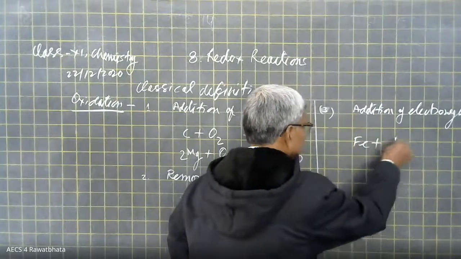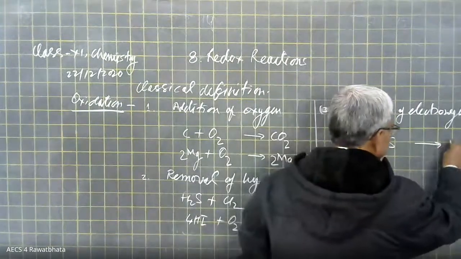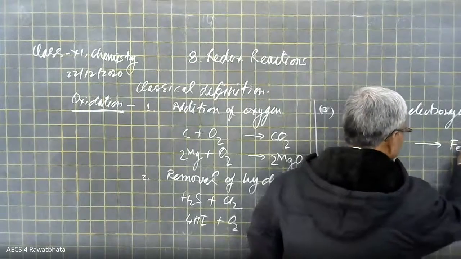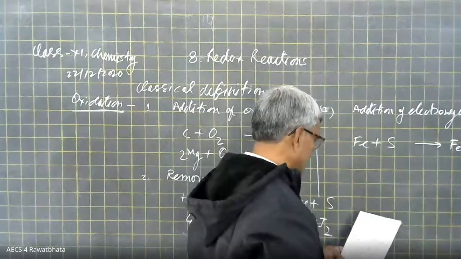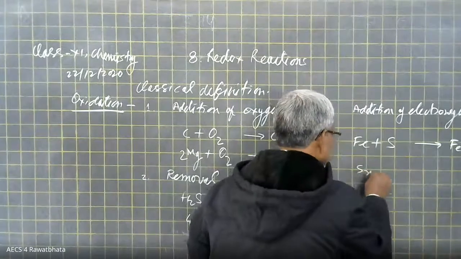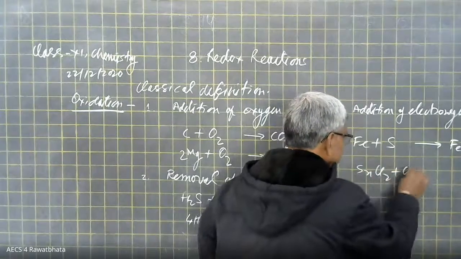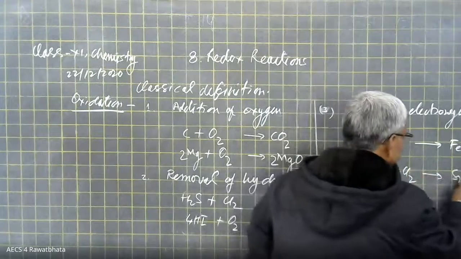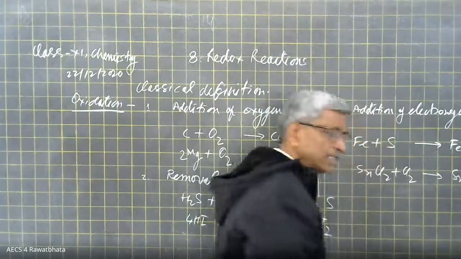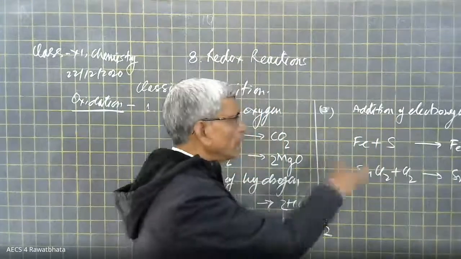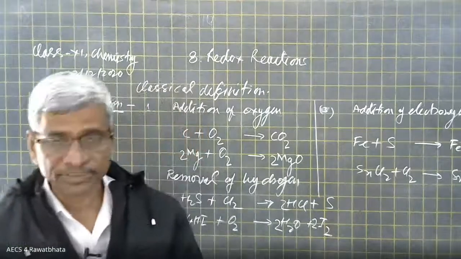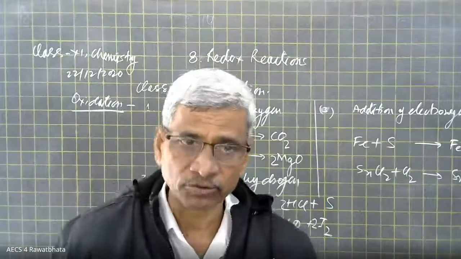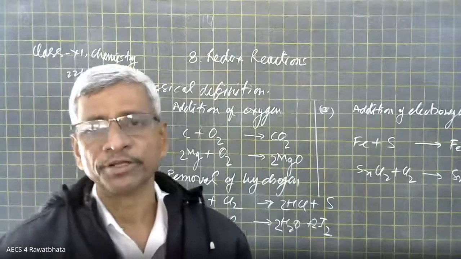Iron, Fe, plus sulfur gives iron sulfide, FeS. Here SnCl2 plus Cl2 gives SnCl4. These are the two examples. There is no hydrogen, there is no oxygen. Then can we say that it is a redox reaction? Yes, it is also oxidation-reduction going on here.